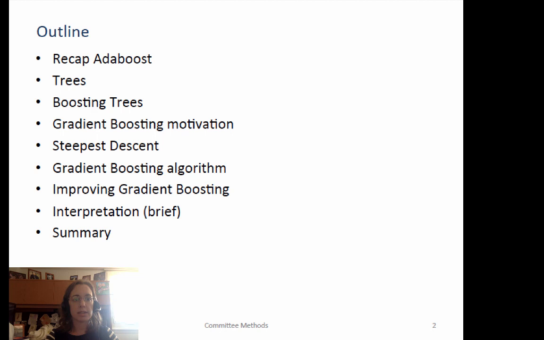So let's get started. I want to recap AdaBoost for a minute. We will get into trees and boosting trees, and we're going to talk about a method for implementing the boosting called gradient boosting. It's going to rely on an optimization approach known as steepest descent. I will introduce the gradient boosting algorithm and improvements on that algorithm by introducing a whole bunch of different things that we can do. And we'll talk a little bit about model interpretation.